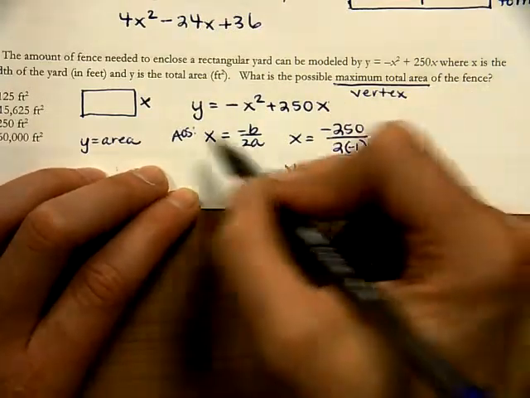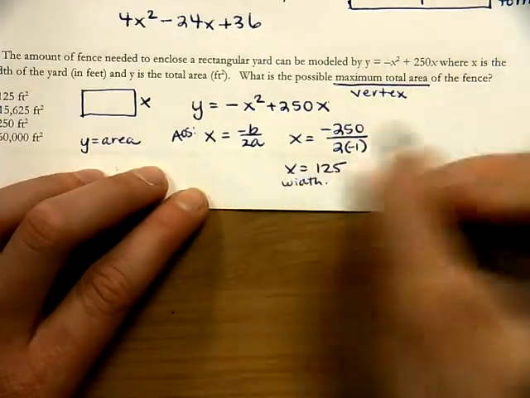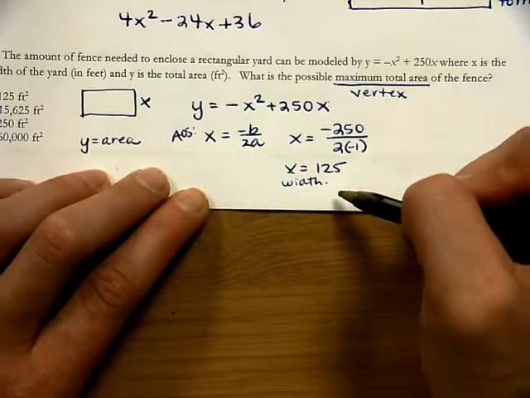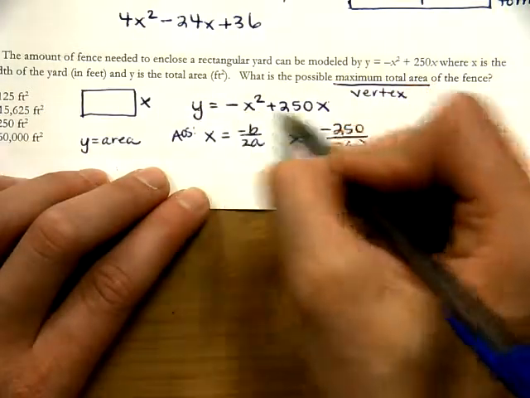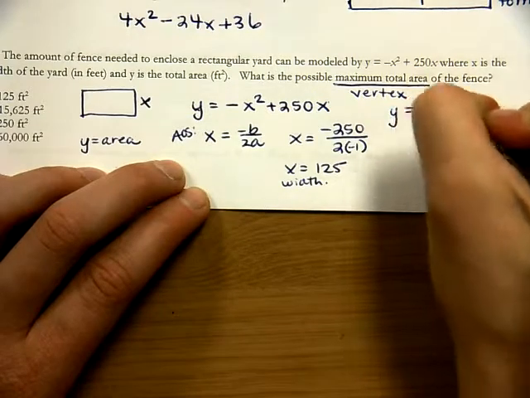Now that's x. That means that the width would be x. So that's the width, but I don't want to know what width maximizes the area. I want to know what is the maximum area. So if the width is 125 and the area is given by this, I can substitute in to find what the area would be.